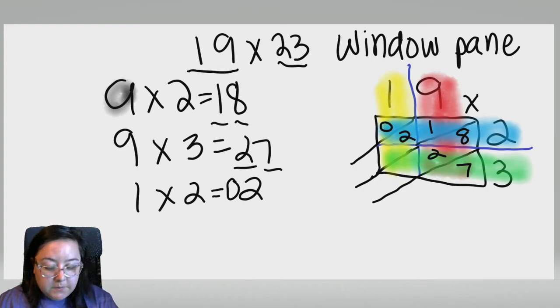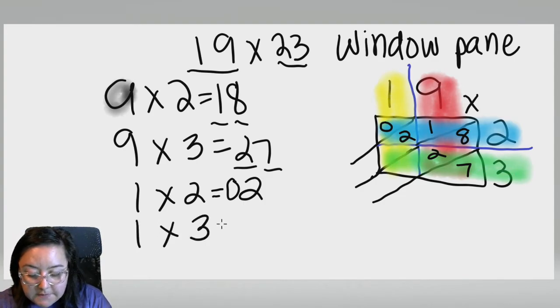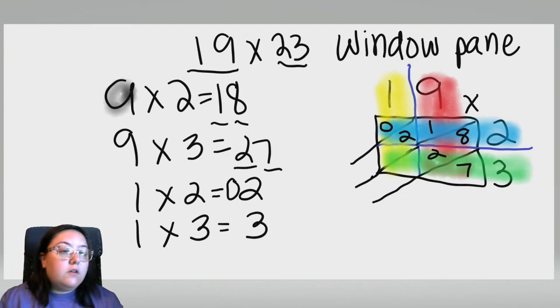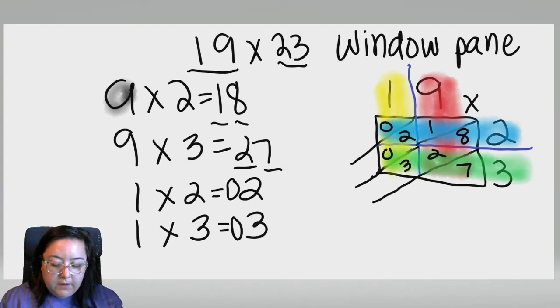In the last box that we have the yellow mixed with the green, so it's 1 times 3. And this is the same situation. 3 is a single digit number, which means it doesn't have anything in the tens place. So again, we fill in a placeholder, 0, 3.